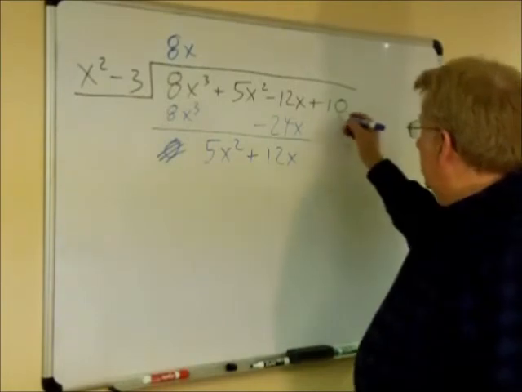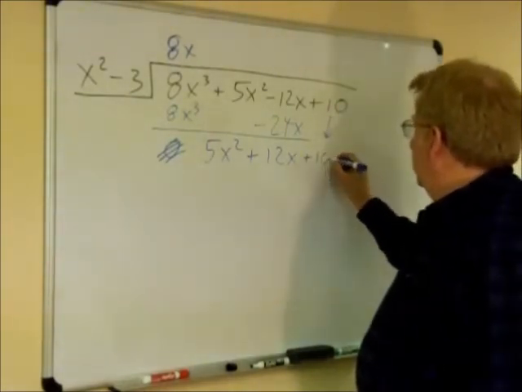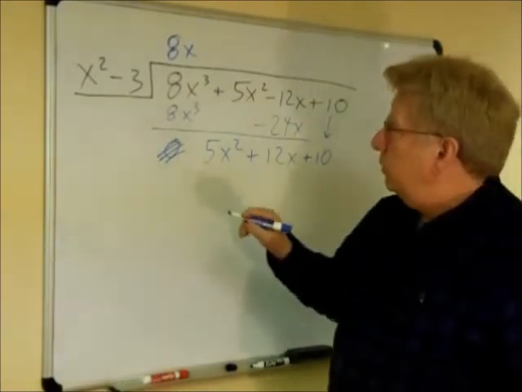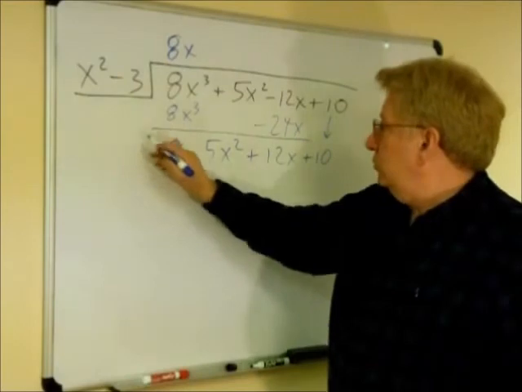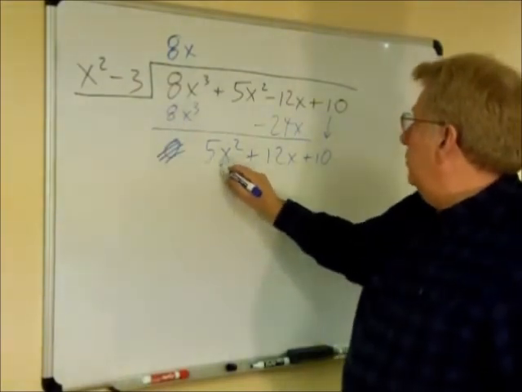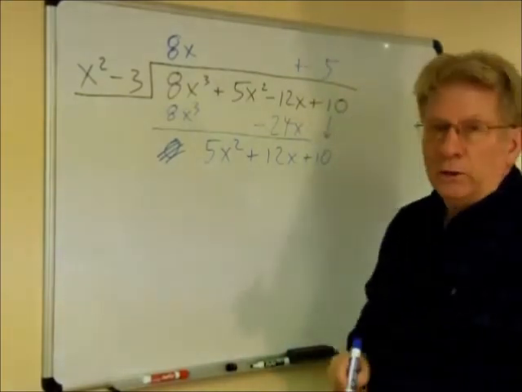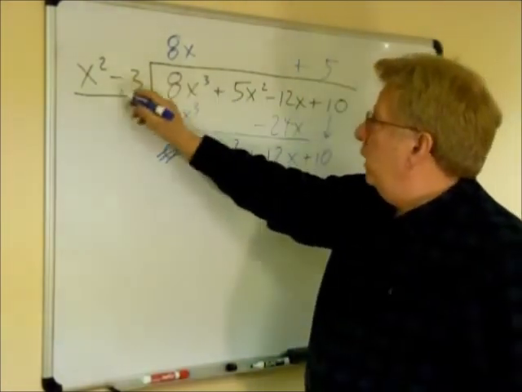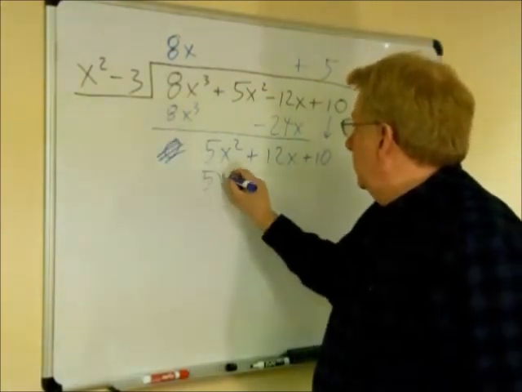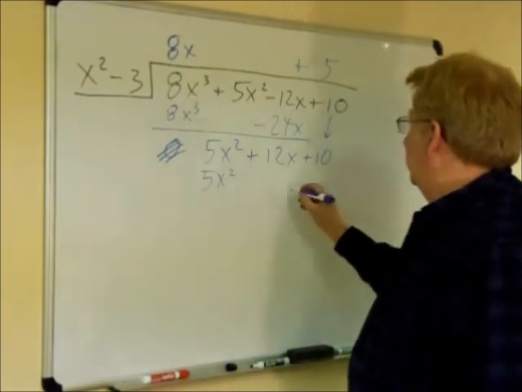Okay, now I've got one number over here, so I can carry that down. So I have plus 10. Alright, now I'm going to divide the x squared into that. So x squared into 5x squared leaves me with a 5. Now I can take the 5 times both of these terms. So 5x squared, that's going to cancel. 5 times minus 3 is minus 15.